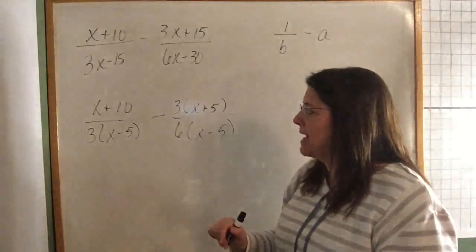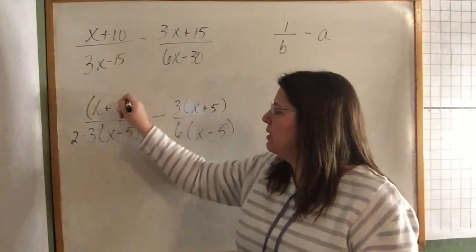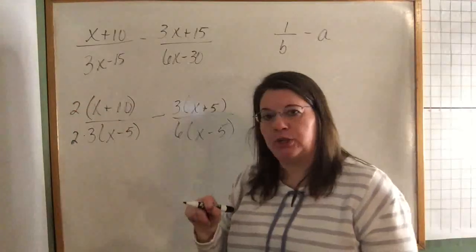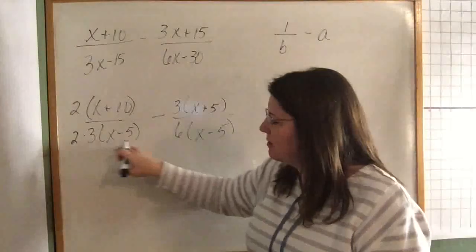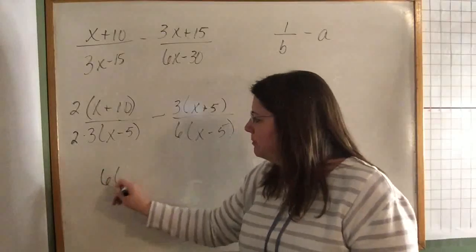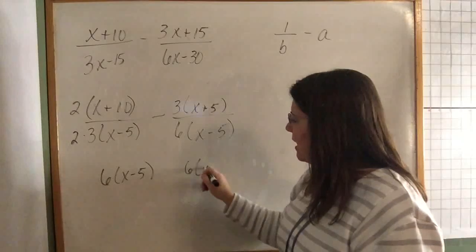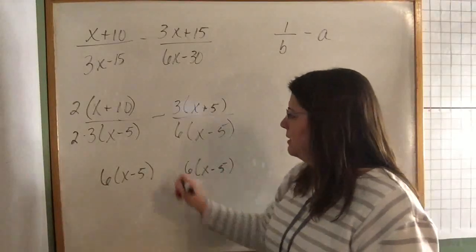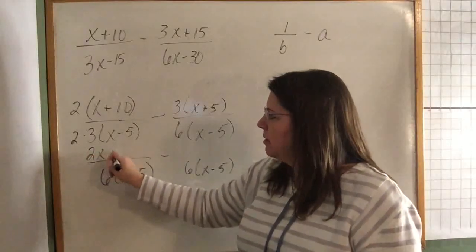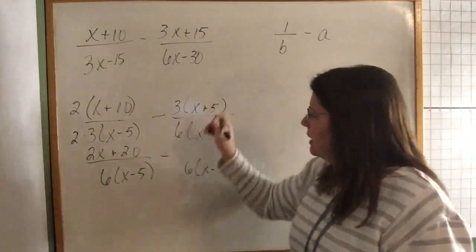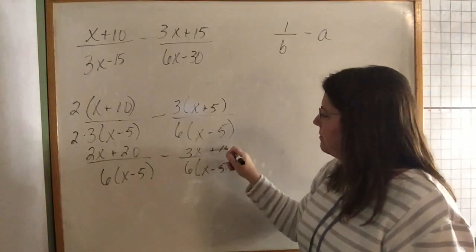To force them to be the same, I need to multiply this one by 2. If I multiply on the bottom by 2, I have to multiply on the top by 2. So I multiply bottom and top by 2. That leaves me with 6 times x minus 5 on the bottom, and 6 times x minus 5 on the bottom on the other side. On the top here, I have 2x plus 20. And here, I have 3x plus 15.